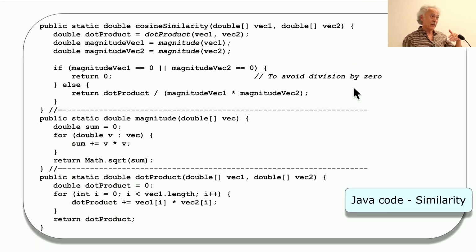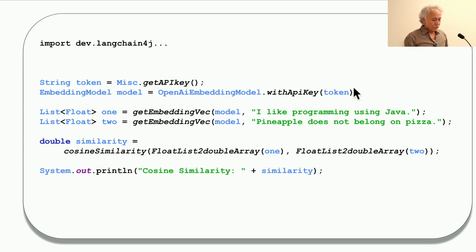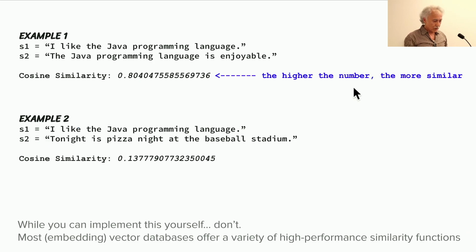Now, of course, you have to test it. You have to have a critical mind when you look at the code, because a third of the time it's hallucinating, right? So I tested this, and it looked pretty good. I have this little program here, and the first string, I like Java, and the Java programming language is enjoyable. The similarity is 0.8.